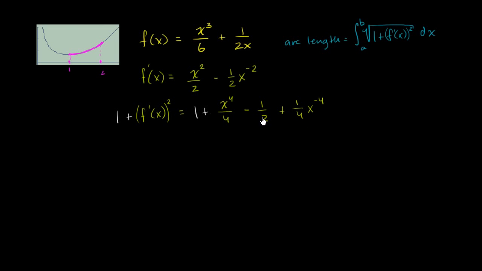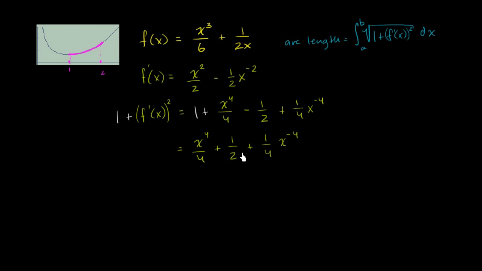And let's see, we have a 1 and a minus 1/2, so we can simplify that a little bit. This is going to be equal to x to the 4th over 4. 1 minus 1/2 is plus 1/2, plus 1/4 x to the negative 4 power. Let me make that a little bit clearer. x to the negative 4 power.